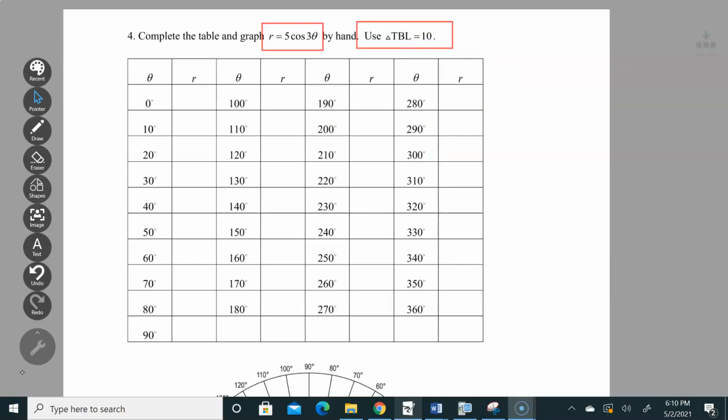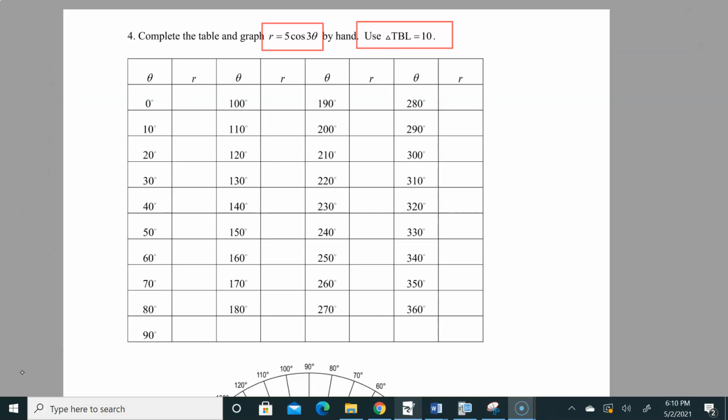And the last one we're going to do is r equals 5 cosine 3 theta. And notice that I put a number in front of the theta. I think that's going to play with this a little bit. I'm going to have to change my table. We'll get there in a minute. I'm going to use my delta table as 10 instead of 15, just because of the way the numbers work out. And I go to my calculator.